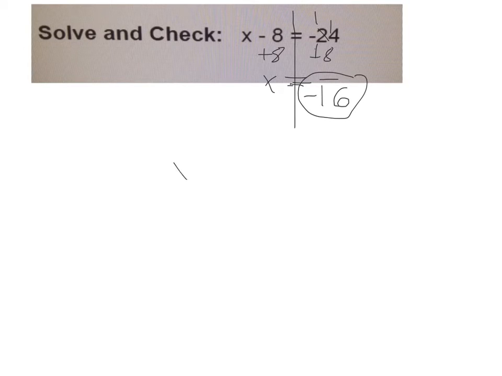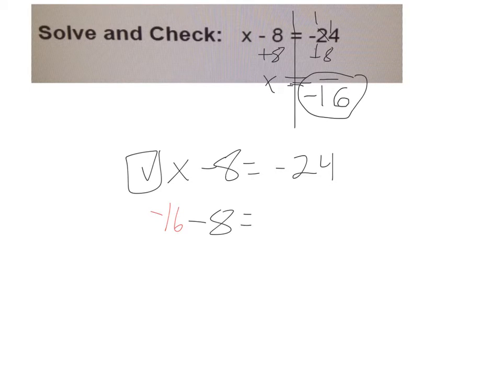So from there, you would rewrite the problem. You would plug in the negative 16. And then you go ahead. When you do negative 16 minus 8, you get negative 24. So that does check. Next one.